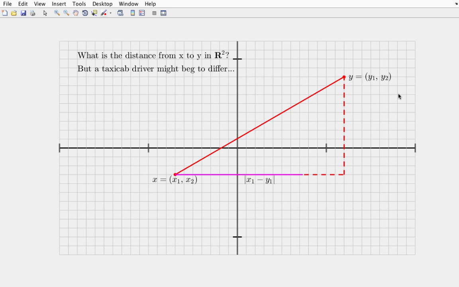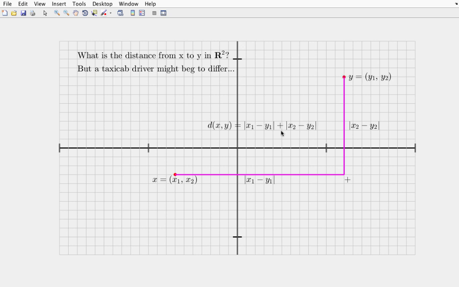But a taxicab driver might beg to differ. A taxicab driver might say, look, if you want to measure distance as the crow flies, hire a crow. I'm not taking that route. I'm driving east along the streets and north and south along the avenues. Your fare is this distance plus this distance. And I don't really care what Pythagoras or the crow has to say about it.